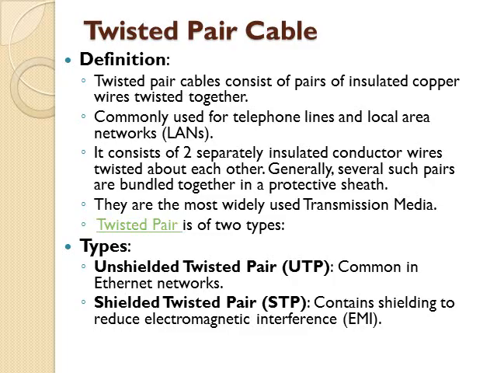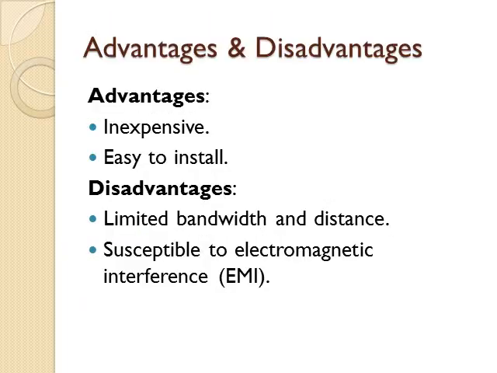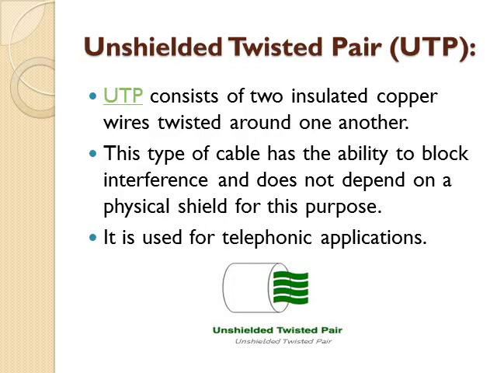There are two types of twisted pair cables. One is unshielded twisted pair and another one is shielded twisted pair. Unshielded twisted pair is common in Ethernet networks, and the shielded twisted pair contains shielding to reduce electromagnetic interference. Advantages and disadvantages: advantages are it is very inexpensive and easy to install. Disadvantages are limited bandwidth and distance, and it is susceptible to electromagnetic interference.